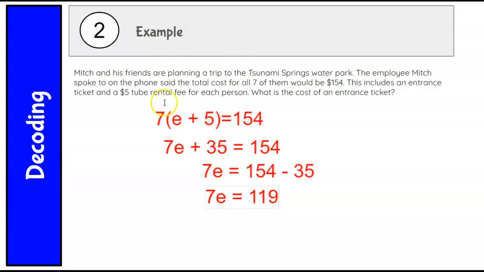And if you think through what we did here, basically there's a $5 rental fee for each person, so that's $35 for the whole group, right? 7 times 5 would be $35 for the whole group. We take that off of the total, and then what's left is the entrance fee for all 7 of them. You see? And then you divide by 7, and that's going to be your entrance fee for each person, which is $17. And that's just a couple of examples of how you can use algebra to model real-world situations and solve them.